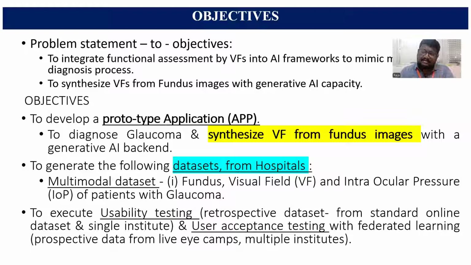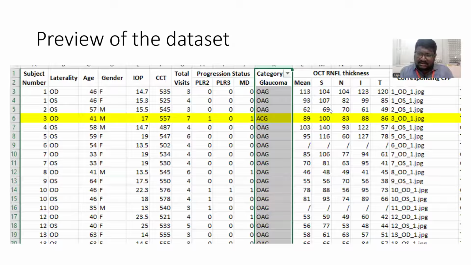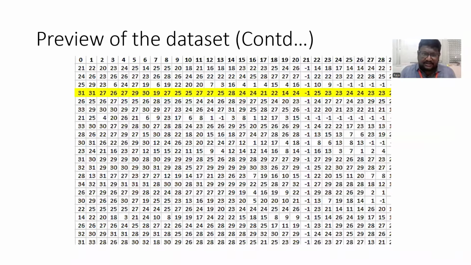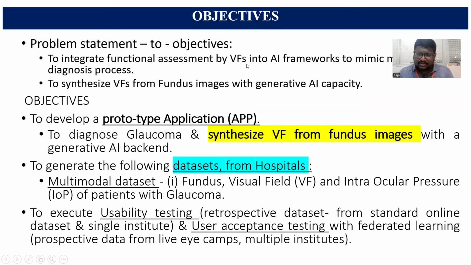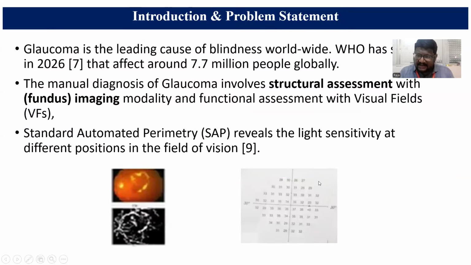We have the GRAPE dataset, where fundus images and other secondary parameters are there. This is a particular folder containing the fundus images. For example, 1_OD_1 is a fundus picture, and corresponding to that fundus picture, the visual field values are given. As we have already discussed, visual fields are nothing but numerical values, as shown on the right-hand side, which represent the sensitivity of the human eye at each particular point.